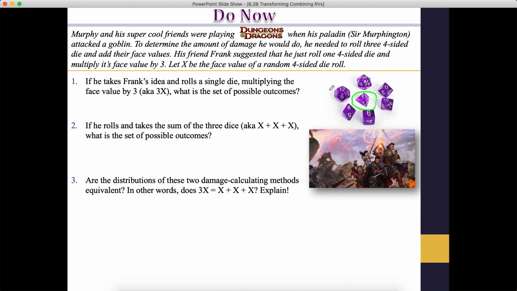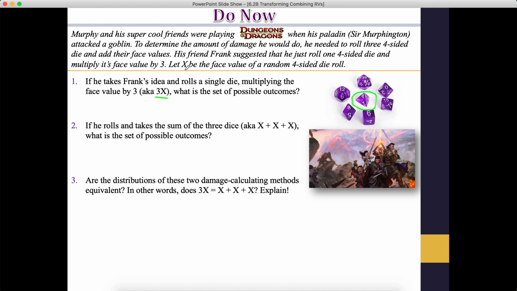And one way to kind of compare these two things, the original roll 3 and add them up versus roll 1 and multiply by 3, is we kind of looked at the outcomes associated with each of these things. So let's look at Frank's idea. I take a die, I roll it 1 time, and then I multiply the outcome by 3. I'll call this the random variable 3x, where I'm saying that x is to be the face value of a random 4-sided die roll. So for starters, x is a random variable.